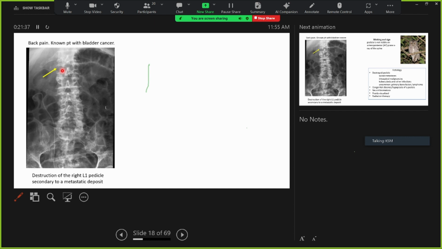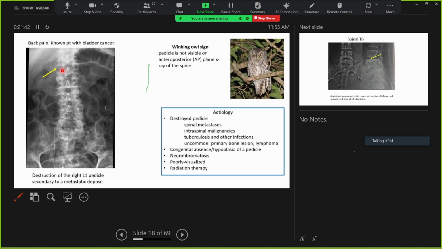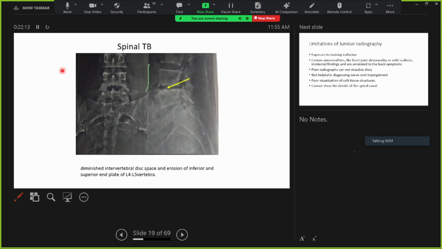A known patient with bladder cancer, what is the most common cause? We have to always think of metastatic deposits. We call it the winking owl sign. If you see an owl, one eye is closed, I don't know whether you can see clearly. So one of the causes is metastasis. It could be some other causes as well. When you can't see a pedicle, it may be absent, maybe after radiation therapy, or maybe obscured by bubble gas or some other artifact. But still you have to exclude possible metastatic disease or malignancy.